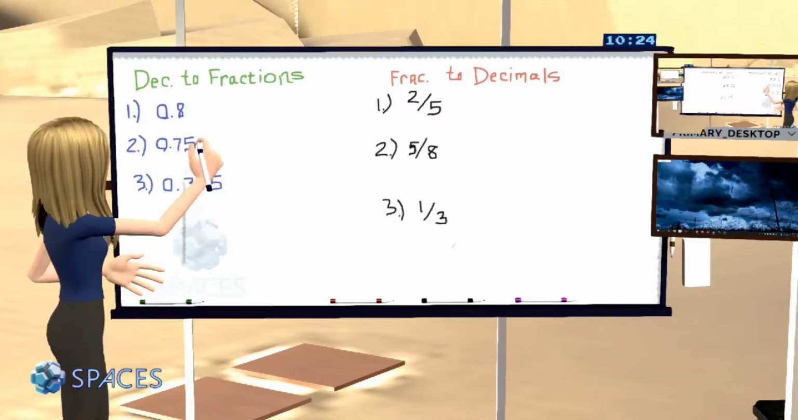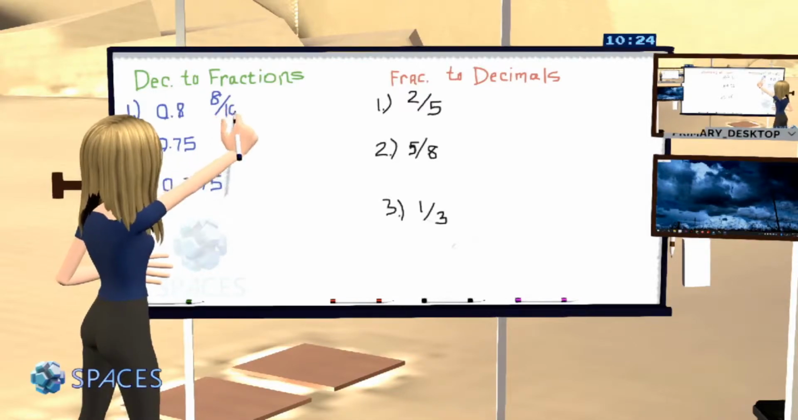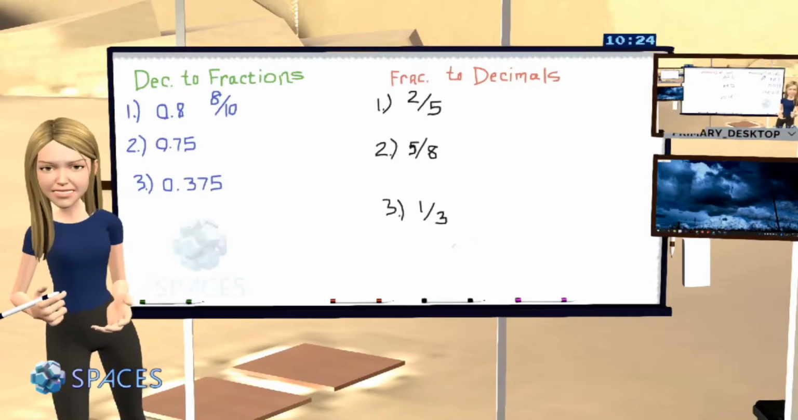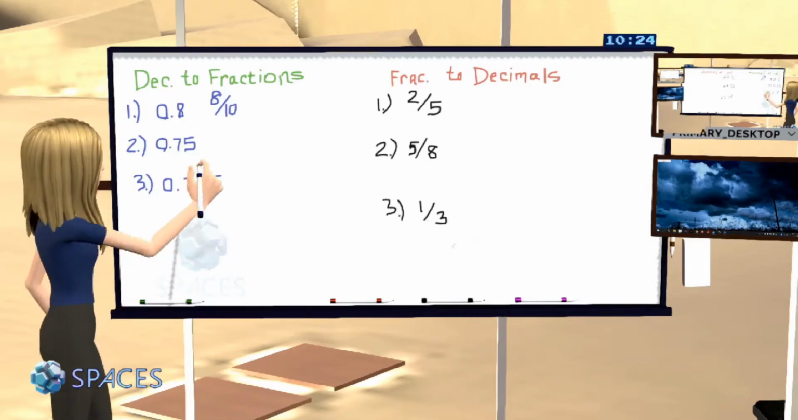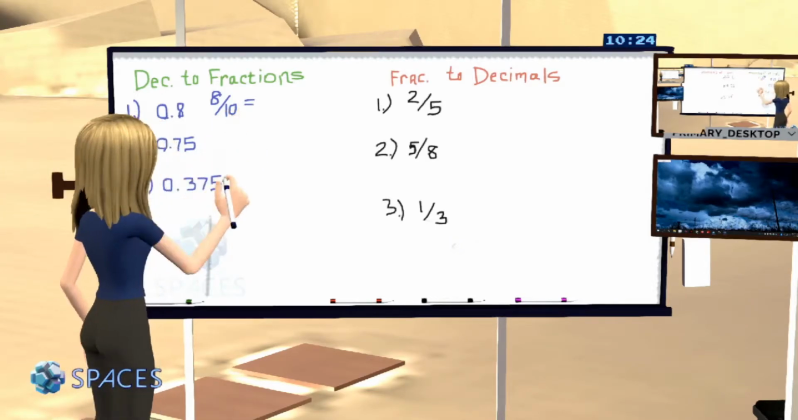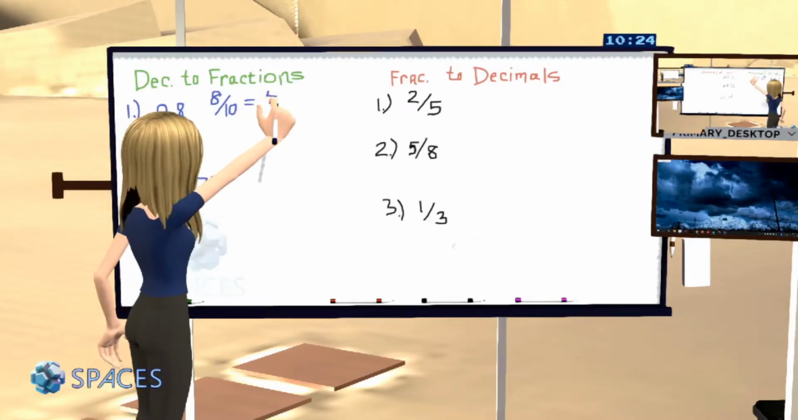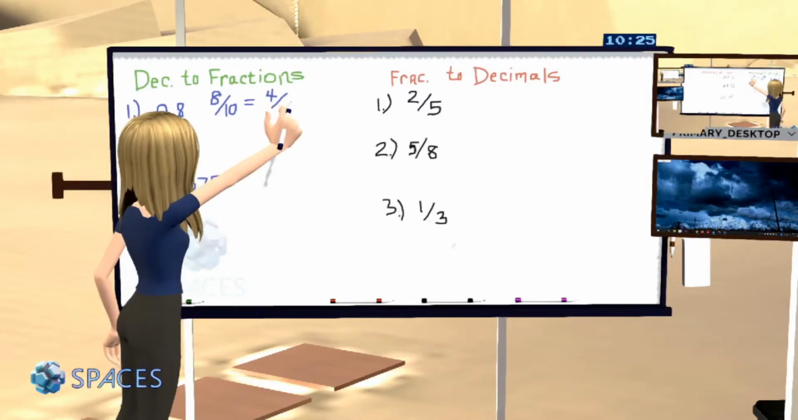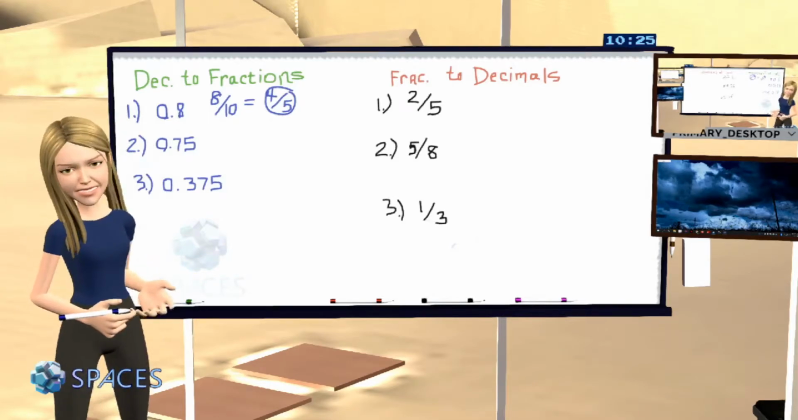So 0.8 would turn into, again, that is the tenths place, so that would be 8 divided by 10. But we want these fractions in the simplest form. 8 and 10 are both even numbers, so we could easily divide those by 2. So 8 divided by 2 is 4, and 10 divided by 2 is 5. That's it, now we're done. So this is just a quick, easy review over decimals to fractions.